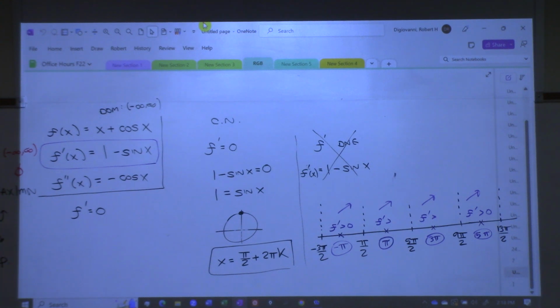And then, do we have a local max or min? No, because we never go up and down, and we never go down and up, right? So we have none. None.